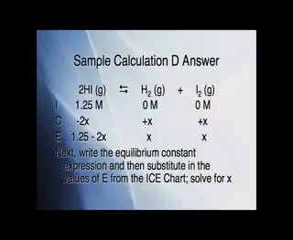The change for hydrogen iodide will be minus 2 times x. The change for hydrogen and iodine will be plus x for each respectively. At equilibrium, the final concentration of hydrogen iodide will be 1.25 moles per liter minus 2 times x. The concentrations of hydrogen and iodine will be x for each respectively. So once we've filled out our ICE chart, we're then going to write the equilibrium constant expression and substitute the values of E from the ICE chart into that equilibrium constant expression so that we can then solve for the value of x.